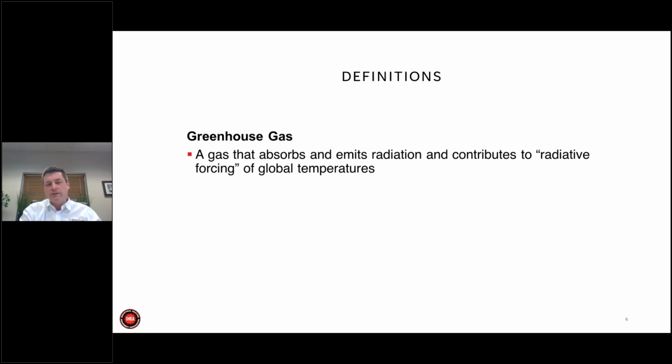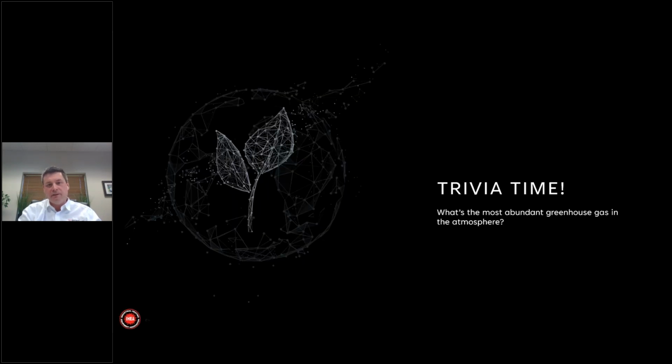So first off, we're going to have a little trivia game. We have a little question box, and we want to make sure you know how to use it. So the question is, what's the most abundant greenhouse gas in the atmosphere? In your question box, you can try to type an answer and we'll give you a kudos if you get it right. And Kelly's going to take a look and see if anybody's got a good answer for what the most abundant greenhouse gas in the atmosphere is.